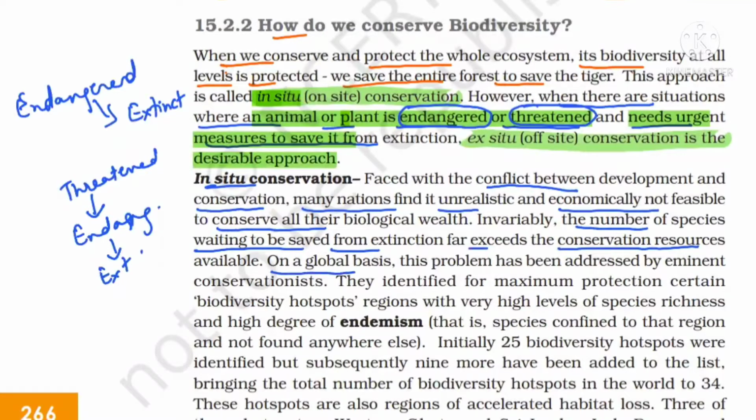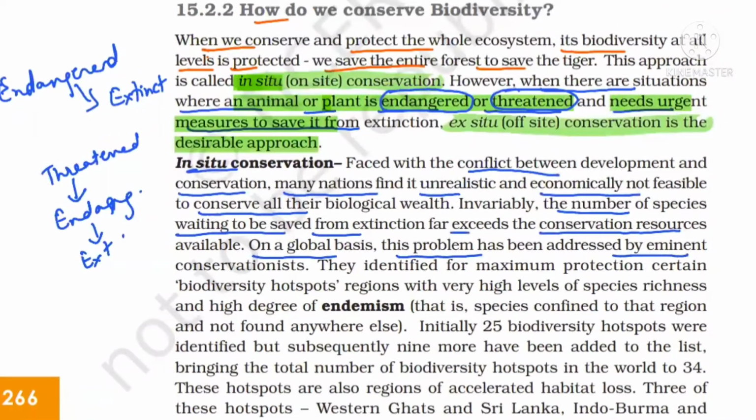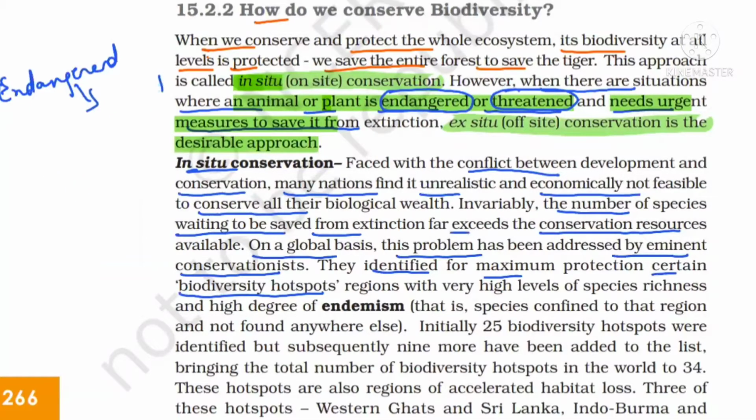So on the global basis, this problem was addressed by senior conservationists, and they identified that for maximum protection certain hotspots should be made. Now, what are the criteria to make these hotspots? See, the important criteria to make this hotspot was, first of all, we should find a high degree of endemism and we should find high species richness. So let me explain you. So hotspot, first of all, this concept was given by Norman Myers.